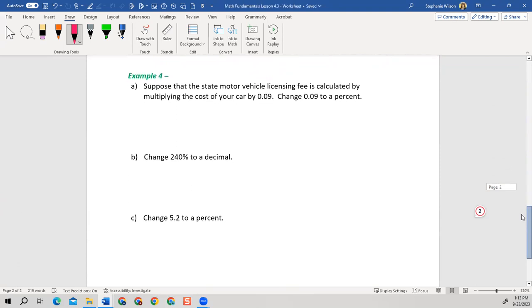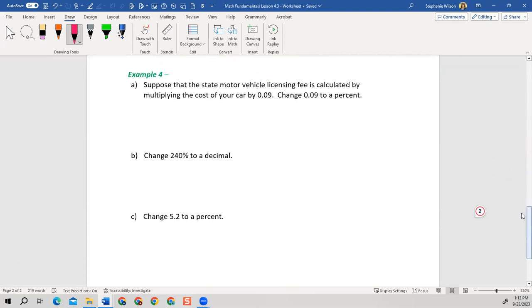Example 4 says, suppose that the state motor vehicle licensing fee is calculated by multiplying the cost of the car by 0.09. We're going to change this to percent. So if I change it to percent, I'm going to move the decimal 2 places in this direction, 1, 2, and I get 9%. Change this one to decimal.